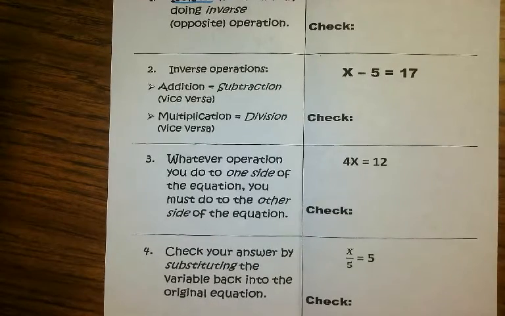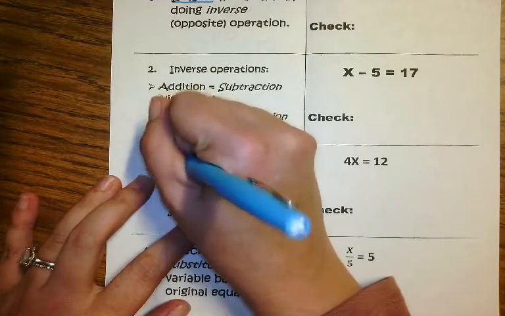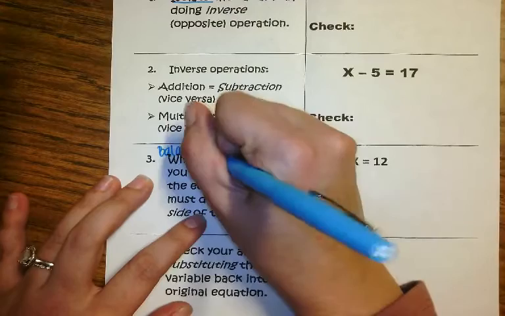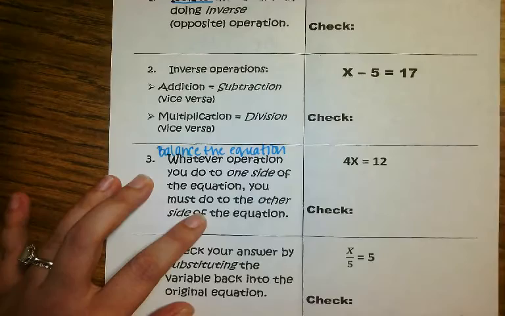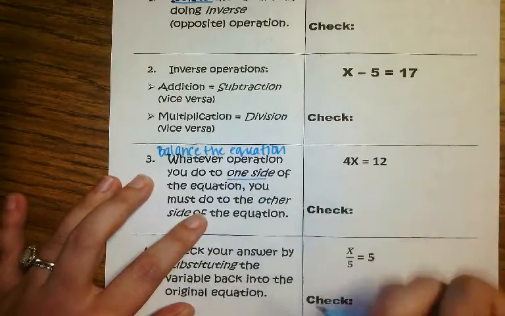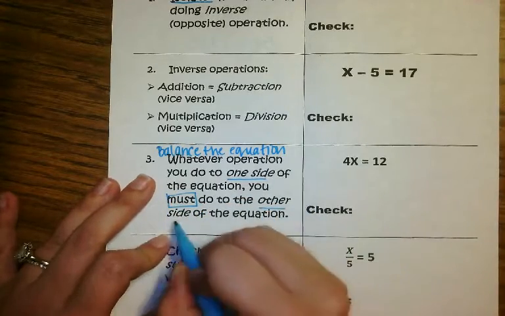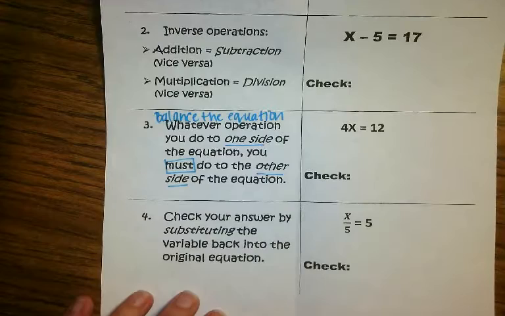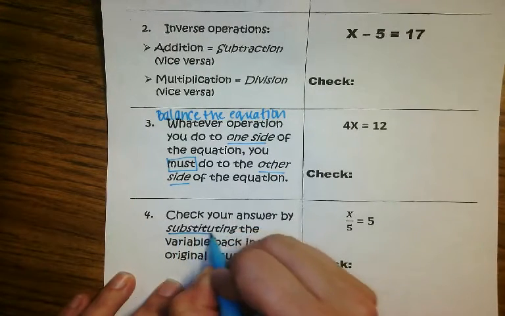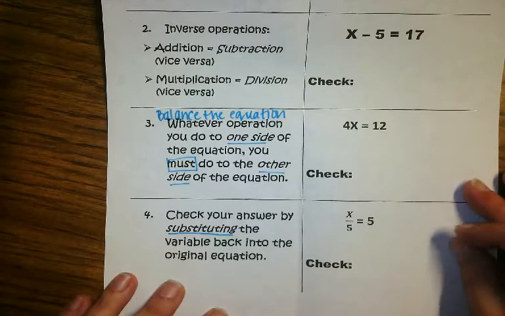We also have an important job of keeping the equation balanced. And the way we do that is if we make a change to one side of the equation, we must make the same change to the other side of the equation. And then the last step is to make sure that your solution is correct by substituting the variable back into the original equation. If you make a true statement, then your solution is correct.